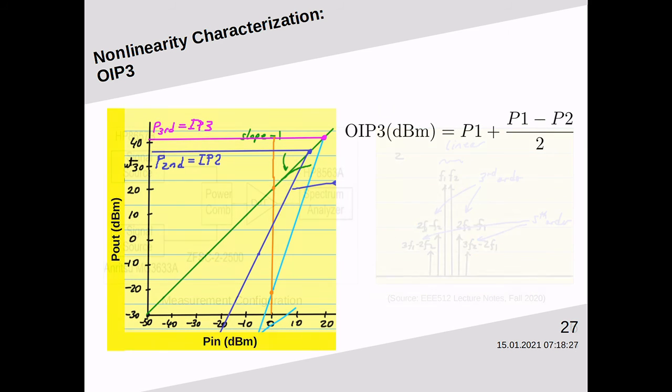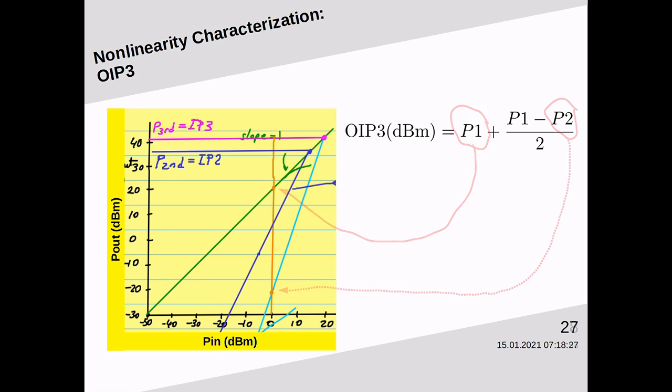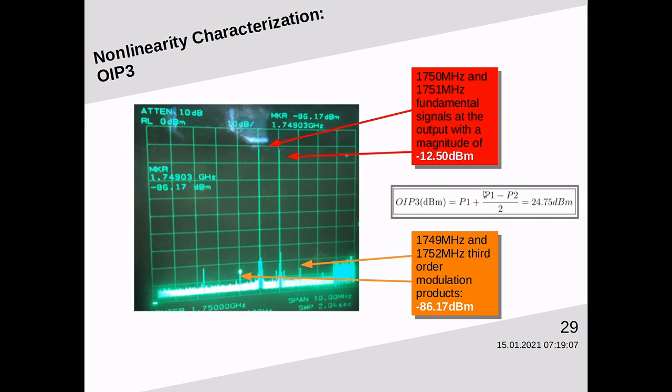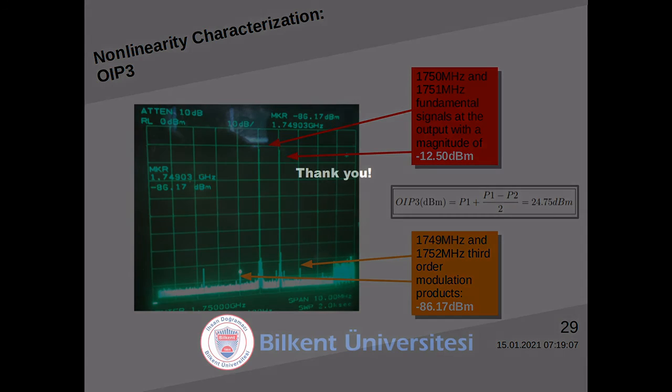In practice, finding the exact OIP3 point is difficult if not impossible. For this reason, we will extrapolate the results at lower power levels. Here in this formula, P1 and P2 refers to measurements of the harmonics and at the fundamental at the same input power. You can observe the spectrum analyzer screen yourself. Intermodulation products are at a level 70 dB lower than the fundamental. Therefore, OIP3 figure is equal to 24.75 dBm. Thank you so much for your patience.